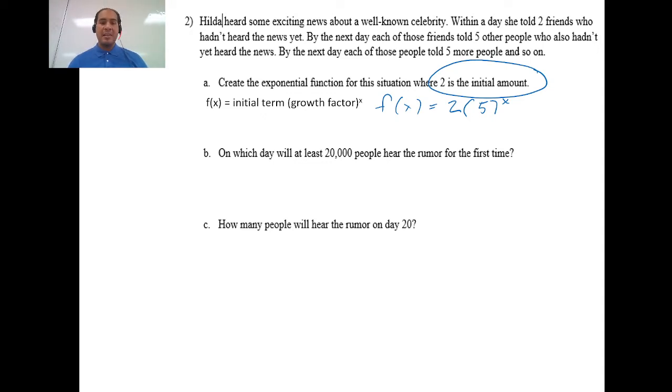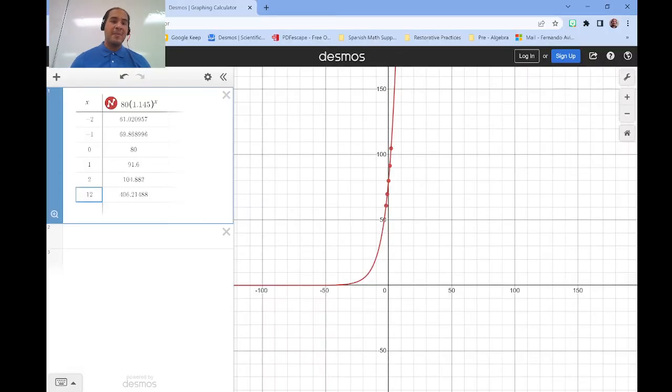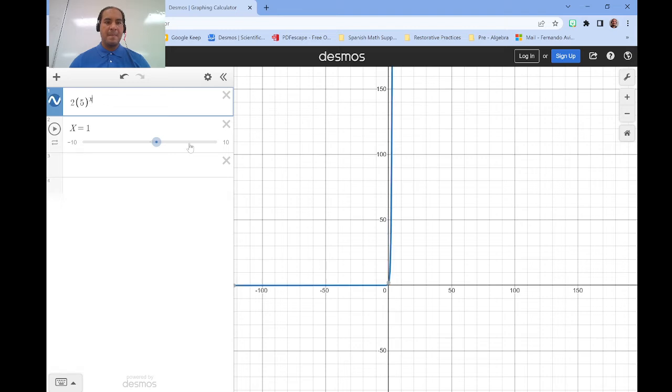Now we're going to take that to answer the following question. On which day will at least 20,000 people hear the rumor for the first time? So let's delete this other situation that we just did, and we're going to type in our exponential function, 2 times 5 to the power of x. We're going to make sure that x is lowercase, because then it'll pop up a slider. It looks like I have my caps lock on. Boom, there we go. And we'll take this off. And there we have our exponential. It takes off really, really high.